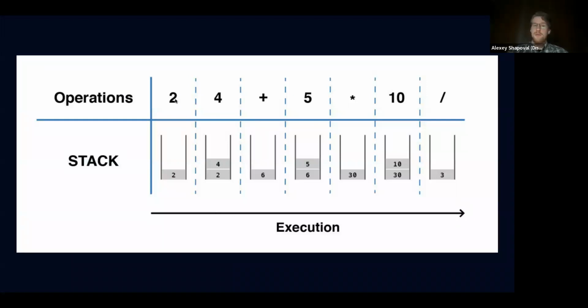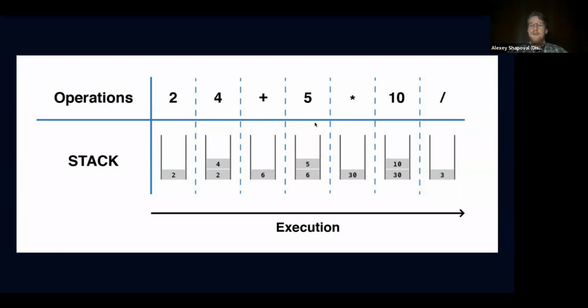So first we have 2, put it at the top of the stack. Then we have 4, again, put it at the top of the stack, above the 2, so not below, but above. This is how the stack works. Then we encounter the addition operator, which means add these 2 numbers at the top of the stack and put the result in the stack. So these 2 are destroyed and the result is put into the stack.